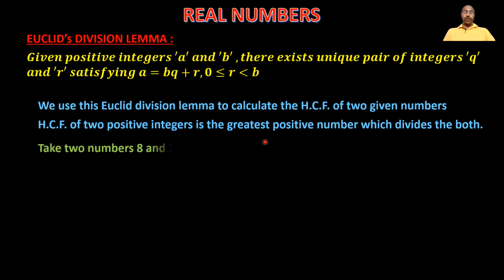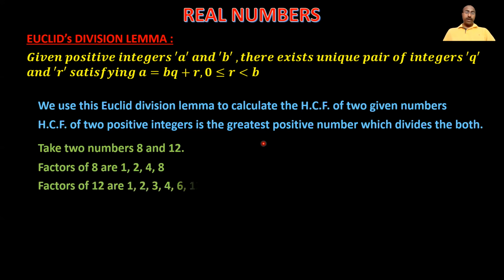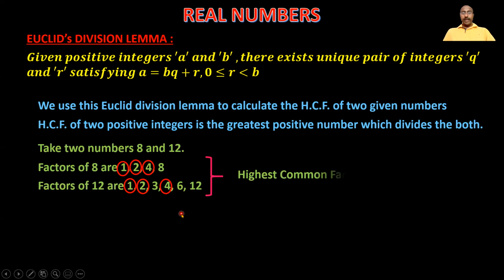For example, take two numbers 8 and 12. Factors of 8 are 1, 2, 4, and 8. And similarly, factors of 12 are 1, 2, 3, 4, 6, and 12. Let us mark the common factors in both 8 and 12. So 1 is a common factor, 2 is also a common factor, 4 is also a common factor. Okay. And what is the highest common factor? 4. Okay. So the highest common factor of 8 and 12 is 4.